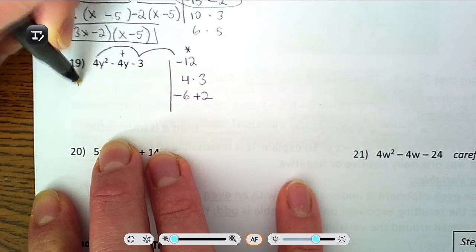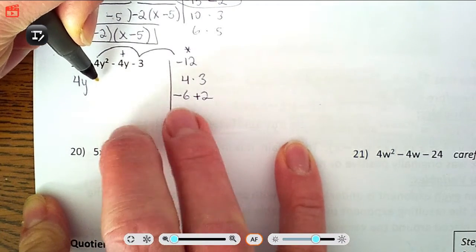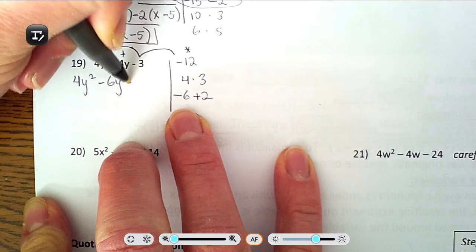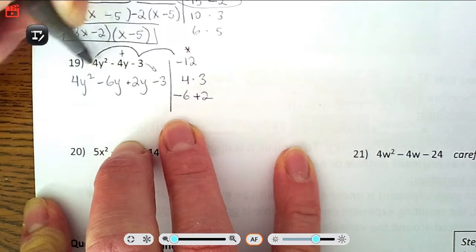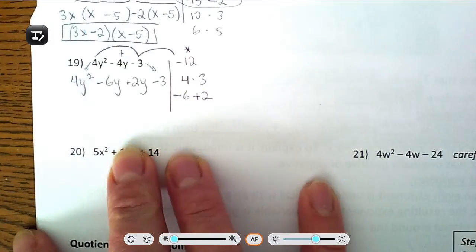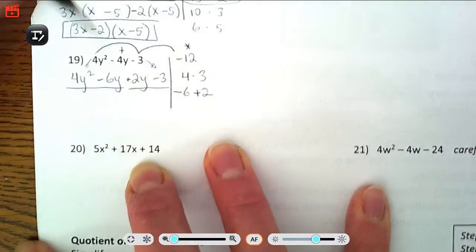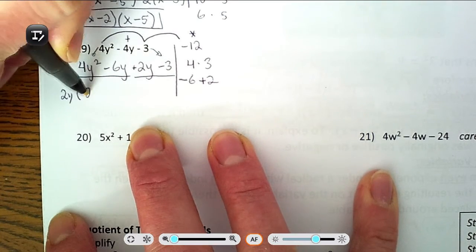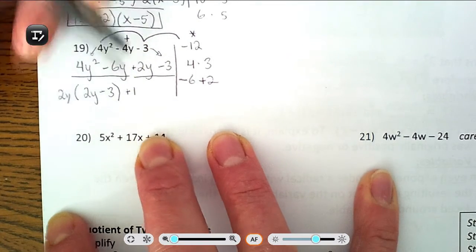Bring down the first term, 4y squared, bring these over to the middle space and make them both look like the middle term. Minus 6y plus 2y. Bring down the last term, minus 3. Okay. Next, underline, underline, and away you go. Out comes 2y. Left behind is 2y minus 3. Out comes a 1. This time it can be positive because the lead term is positive.